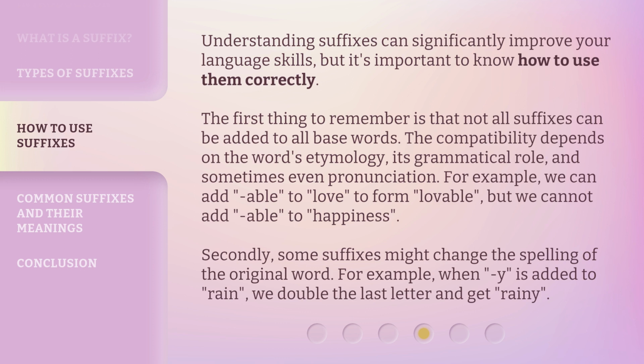Secondly, some suffixes might change the spelling of the original word. For example, when -y is added to rain, we get rainy. For a word like sun, we double the last letter and get sunny.